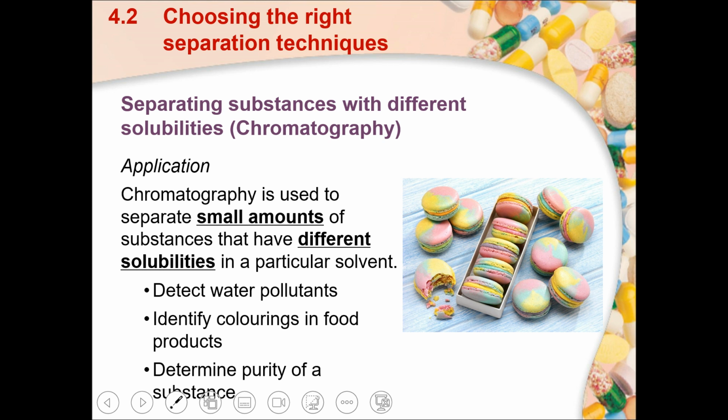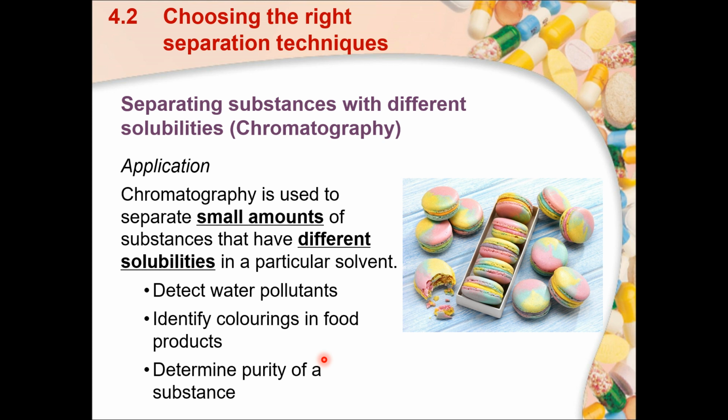So the application of chromatography is to separate small amounts of substances with different solubilities. This is actually very useful because we can detect pollutants inside water or identify colorings in food products and determine the purity of a substance. Remember just now in the chromatogram, if something is not pure, it is made of two or more substances, we will see that it has two or more spots. So if something only has a single spot, that means that it is 100% pure. However, if you see multiple spots, then it means it's not pure.